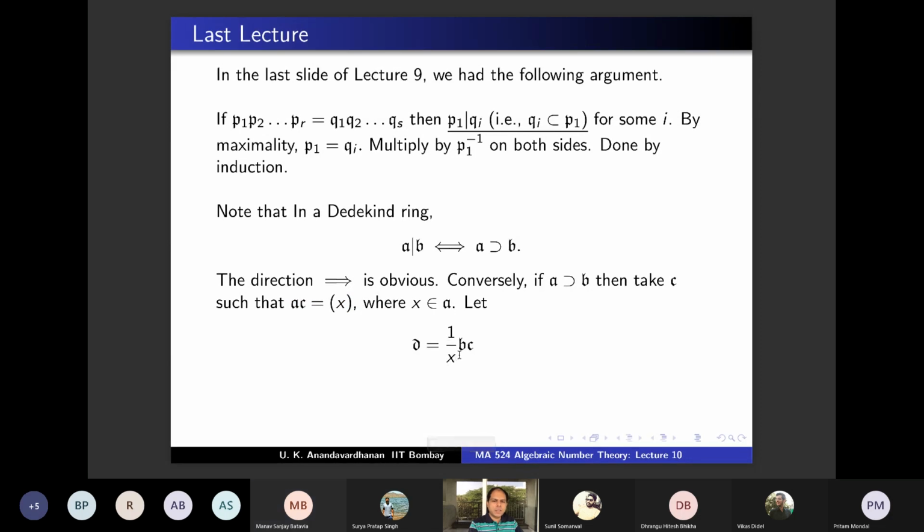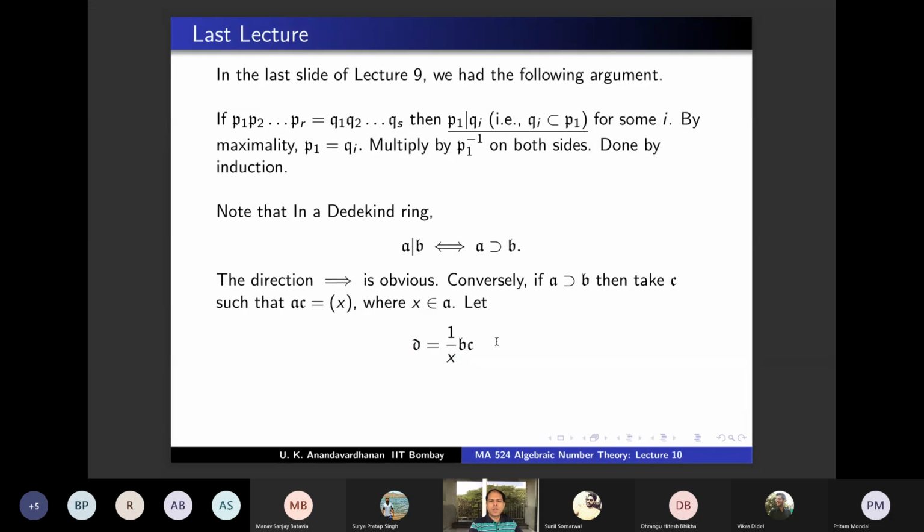And I'm taking 1 by X, not AC. I'm taking 1 by X BC. Okay, B is contained in A. But if 1 by X AC is the full ring, then 1 by X BC is contained in the full ring because B is contained in A. So this is indeed an ideal. So the point to note is that because of this, D is a proper ideal.